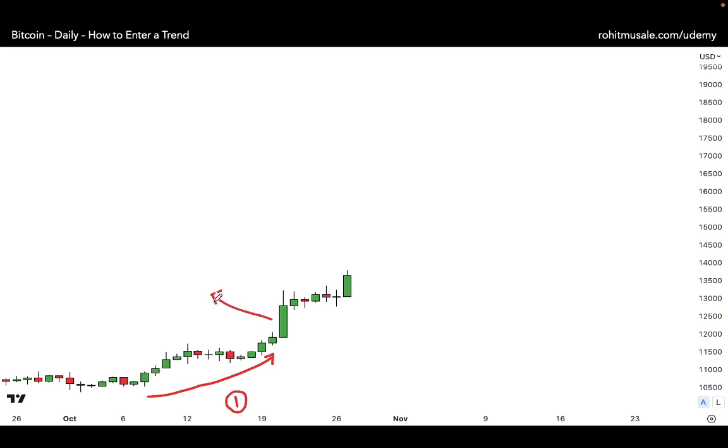Second condition, the first candle of the pattern should be a long real body. Now, there is no specific definition of long or short. In this case, you have to look at relative length. So this candle is longer than other candles on this chart. So that's why it can be called a long real body, and it has to be white or green. It has to be a bullish candle.